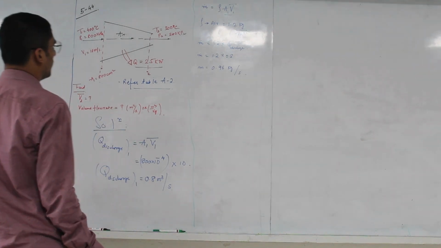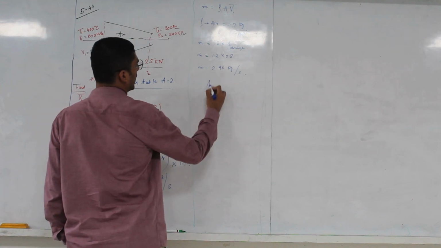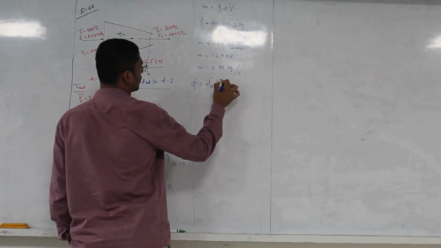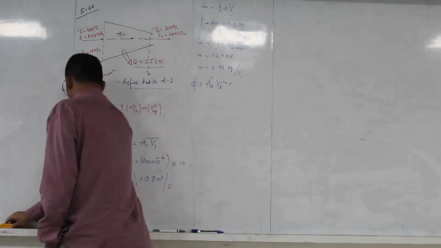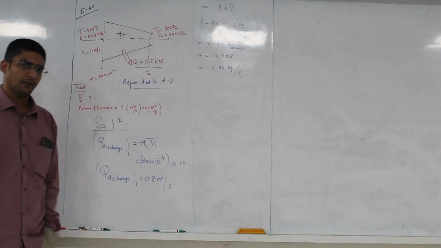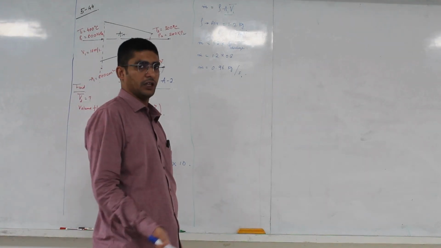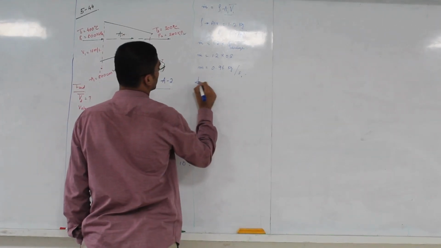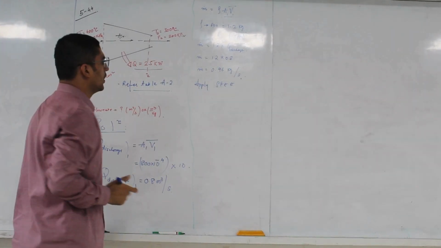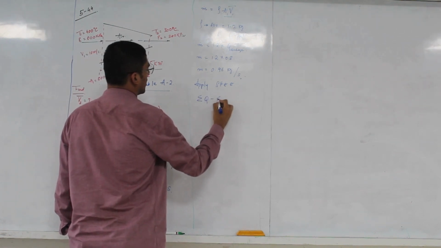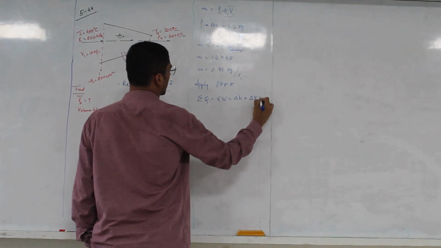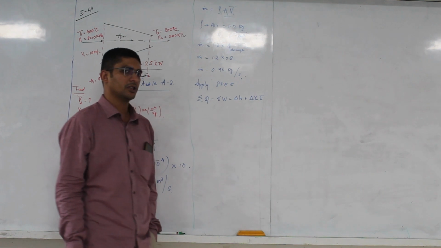Now let's see whether we can find the value of V2 bar. If we knew A2 and Q2, then V2 bar could be easily determined, but we don't have that as of now. So let me apply the SFEE to this nozzle. What we can write down is summation Q minus summation W is equal to delta H plus delta KE, and delta PE can generally be taken as 0.